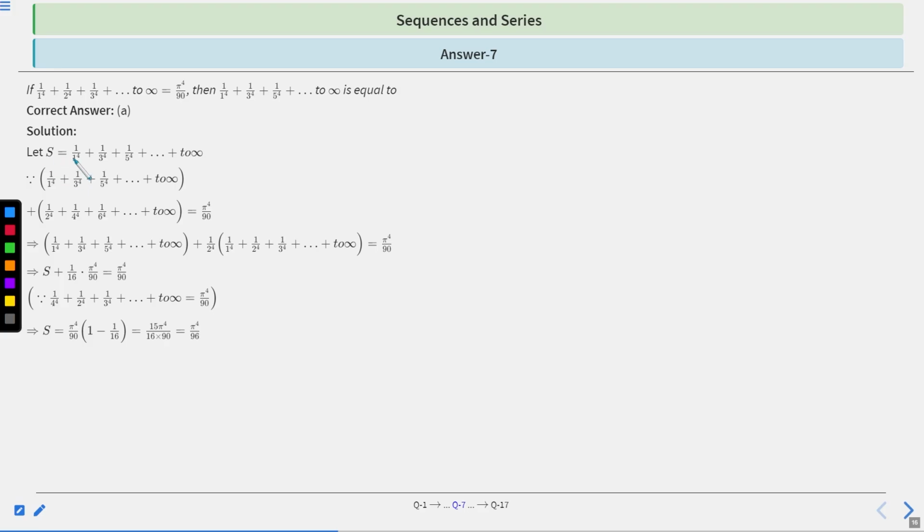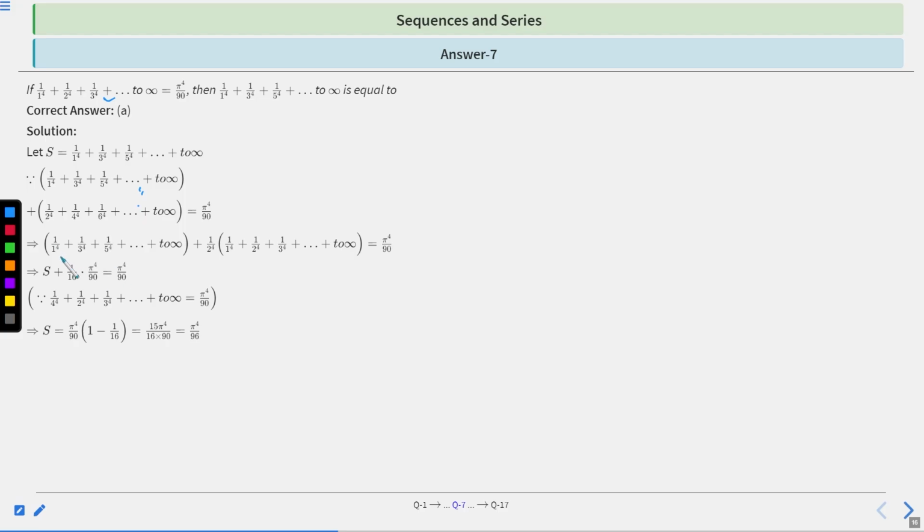Okay, let S be equal to 1 by 1 to the power 4 plus 1 by 3 to the power 4, that is, 1 by consecutive odd numbers to the power 4 till infinity. Now, it is given that 1 by 1 to the power 4 plus 1 by 2 to the power 4 plus 1 by 3 to the power 4 till infinity is pi to the power 4 upon 90. So the sum of the odd terms till infinity plus the sum of the even terms 1 by 2 to the power 4 plus 1 by 4 to the power 4 till infinity is pi to the power 4 upon 90, right?